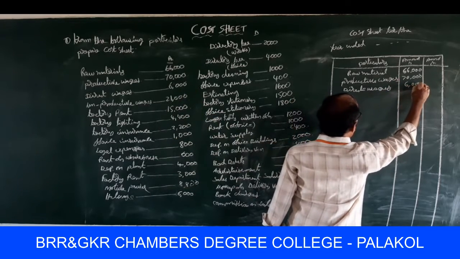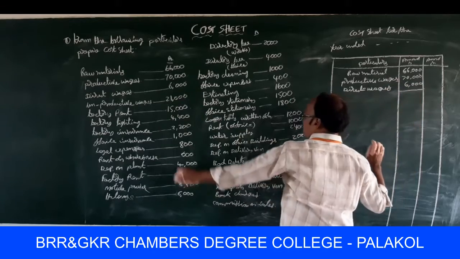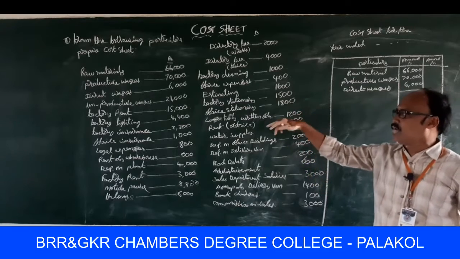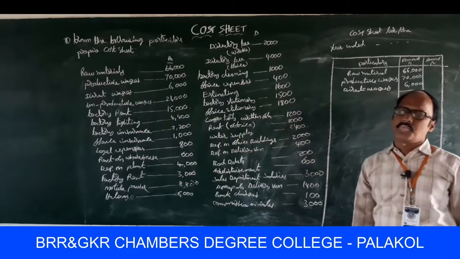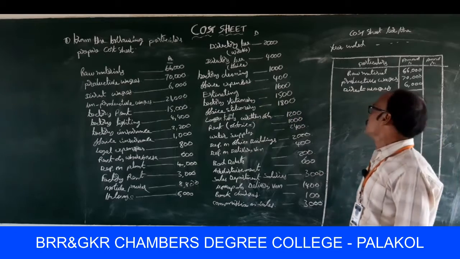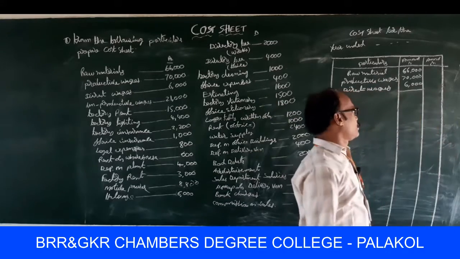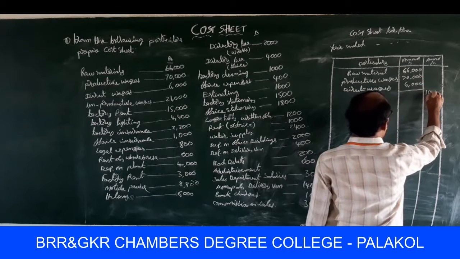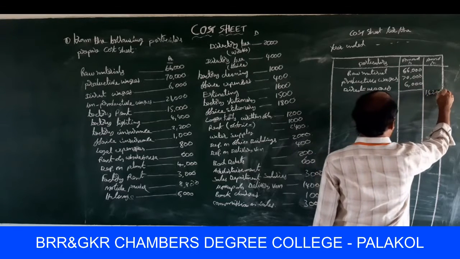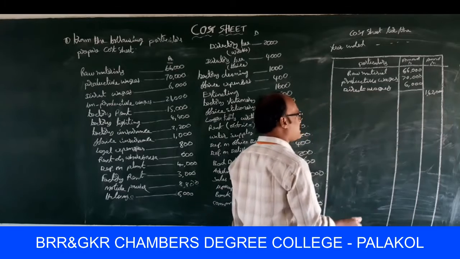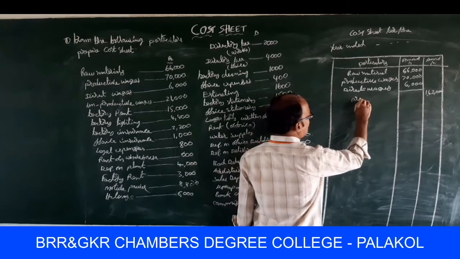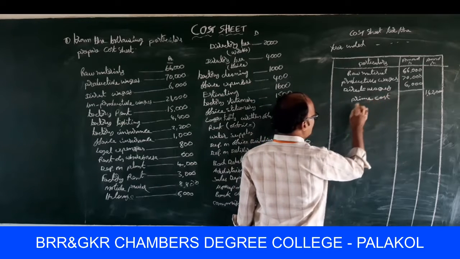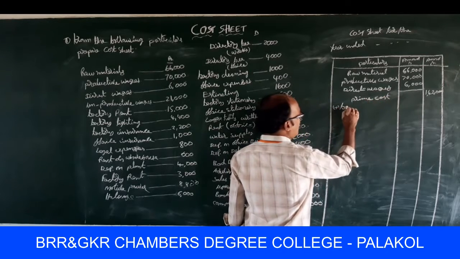There are no other transactions. The three transactions are available for recording under the head of prime cost. So total 1,42,000. This 1,42,000 rupees is to be treated as prime cost or direct cost.